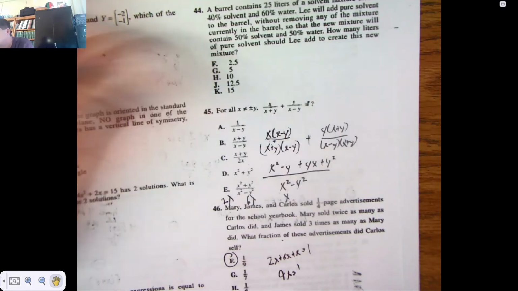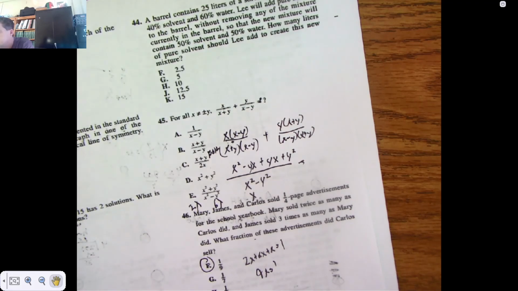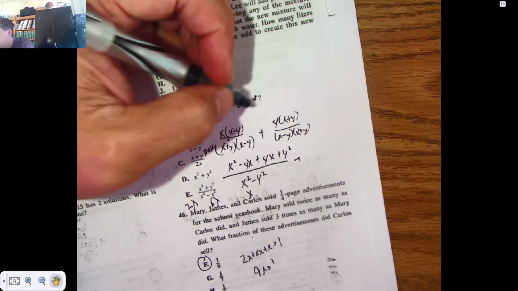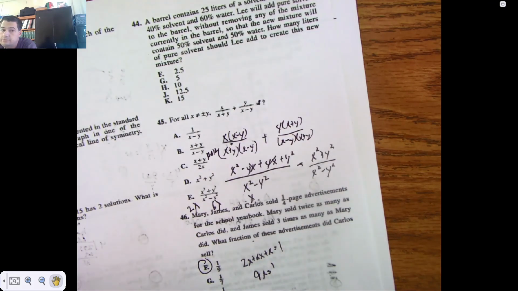Now, let's see what happened. Oh, that's supposed to be a minus yx, right? These pieces cancel out. By the way, I FOILed down here. If you don't know what I did, I FOILed. I just didn't write it all out. And this stuff came from there, and this stuff came from there. That's distributive property. Those are gone. I have x squared plus y squared over x squared minus y squared, which is choice E.